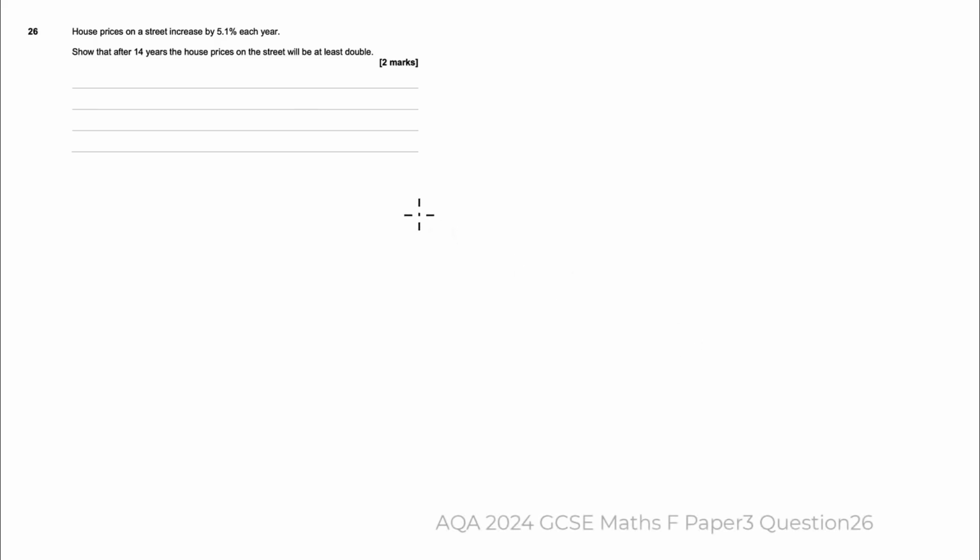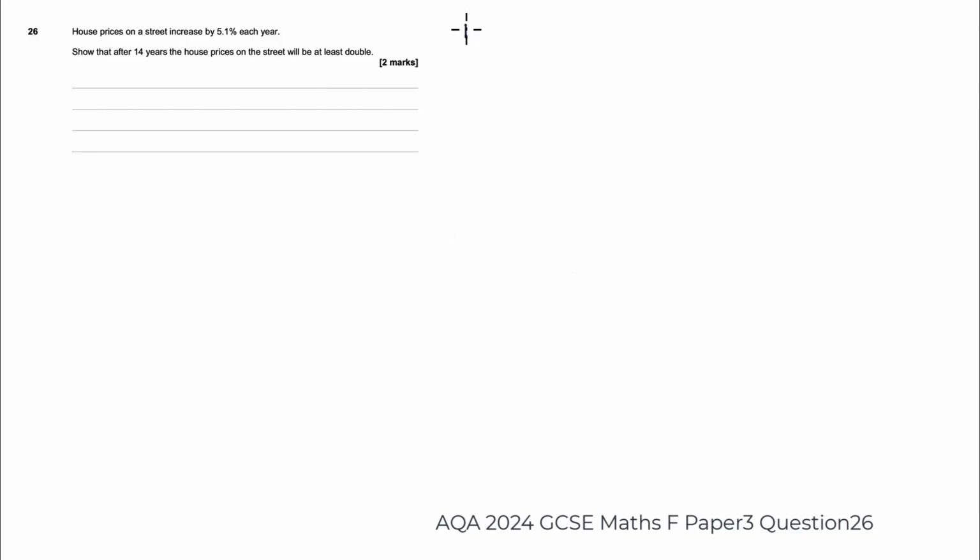Well, here's question 26. And we're told that house prices on a certain street are increasing at 5.1% each year. And we have to show that after 14 years the house prices in the street will be at least double what they were. So let's have a wee look at a diagram.